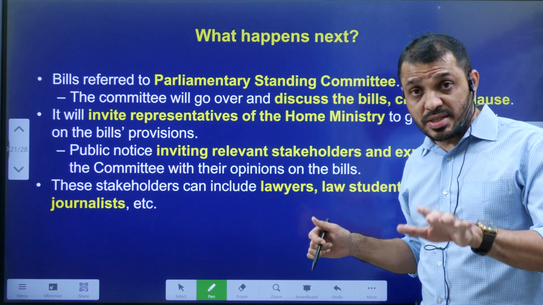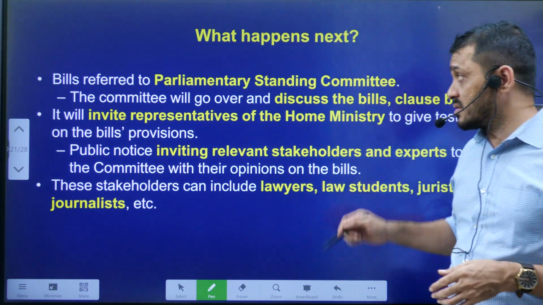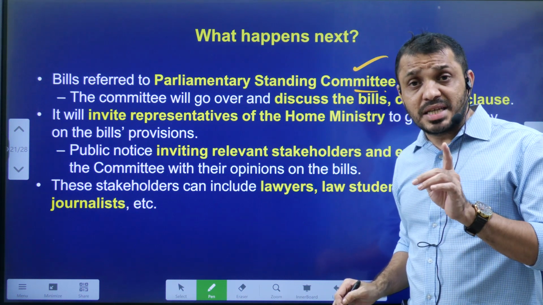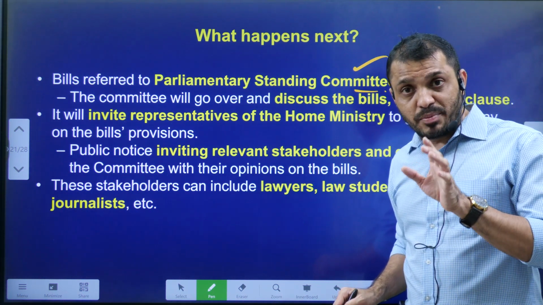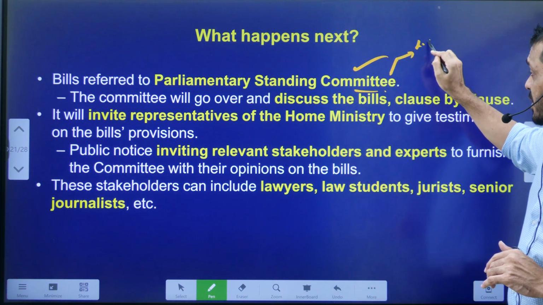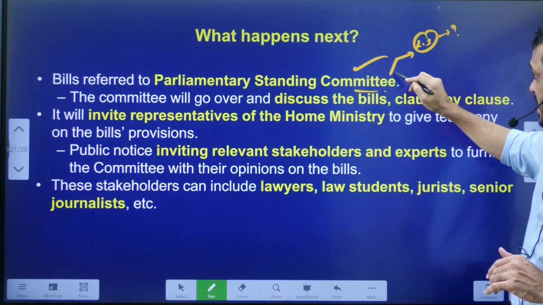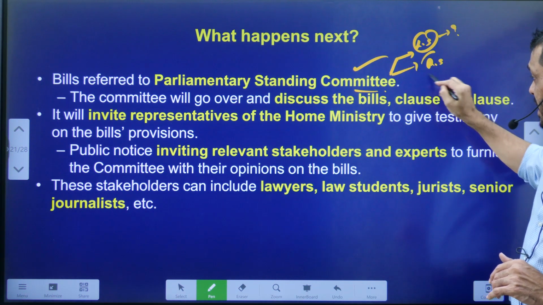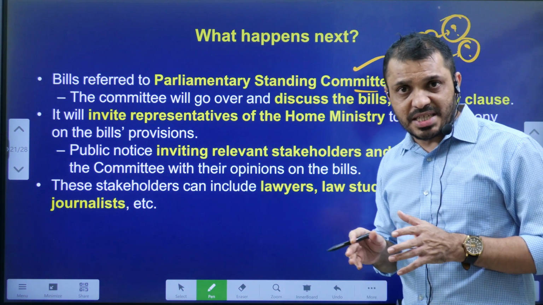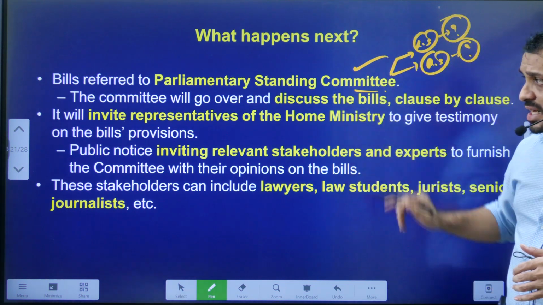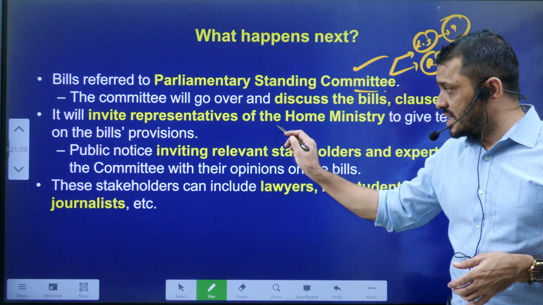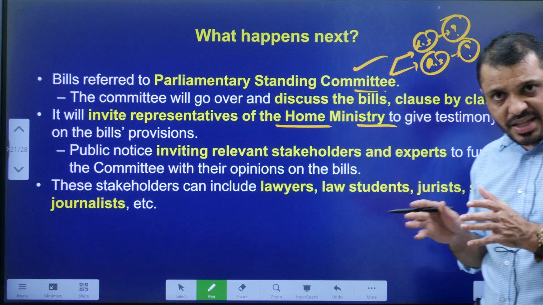Now Amit Shah introduced these three bills, and these three bills are referred to the Parliamentary Standing Committee. Already I told you, students, there are 24 departmental standing committees. If you remember, tell me, students, how many departmental standing committees are controlled by Lok Sabha and how many by Rajya Sabha? Now these three bills will go to the Parliamentary Standing Committees, and they will discuss this.